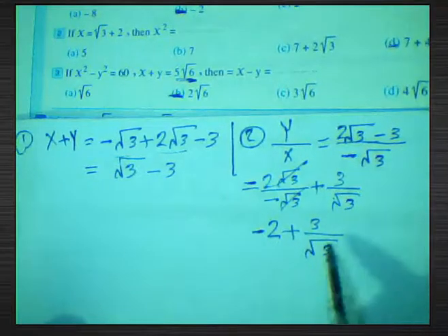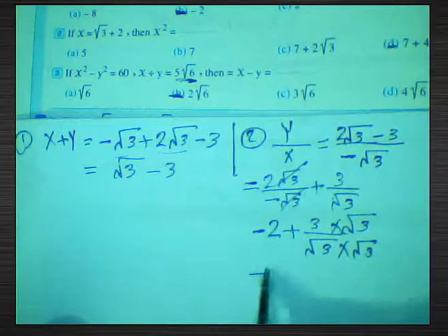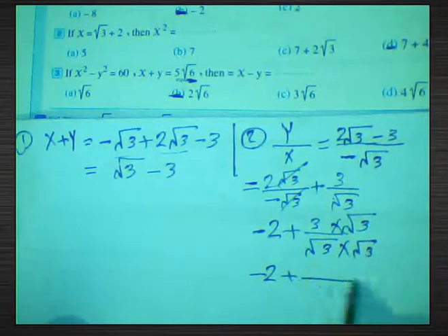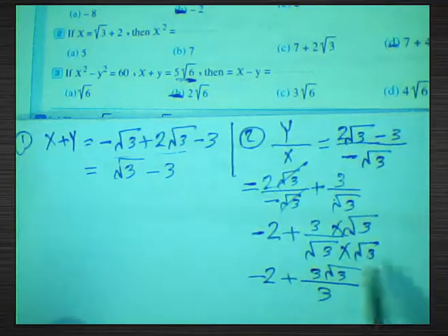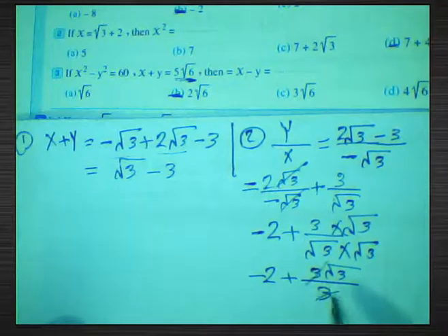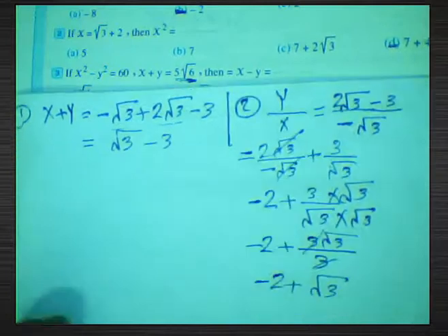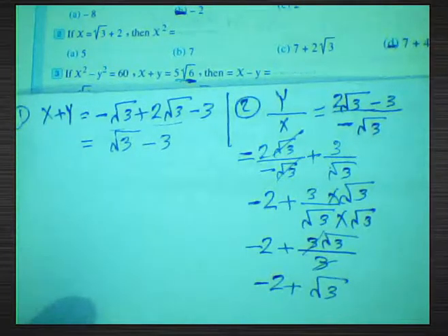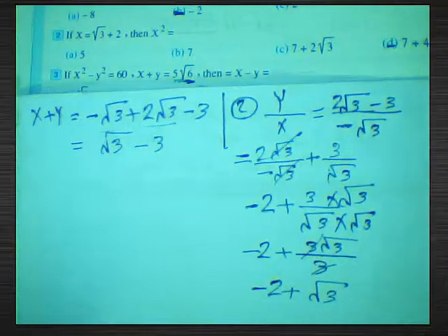We can simplify it by multiplying by square root of 3. The result will be negative 2 plus 3 square root of 3 over 3, because square root of 3 times square root of 3 equal 3. 3 over 3 equal 1. The result will be negative 2 plus square root of 3. We finished it. It's easy for you. Look with me at another question.